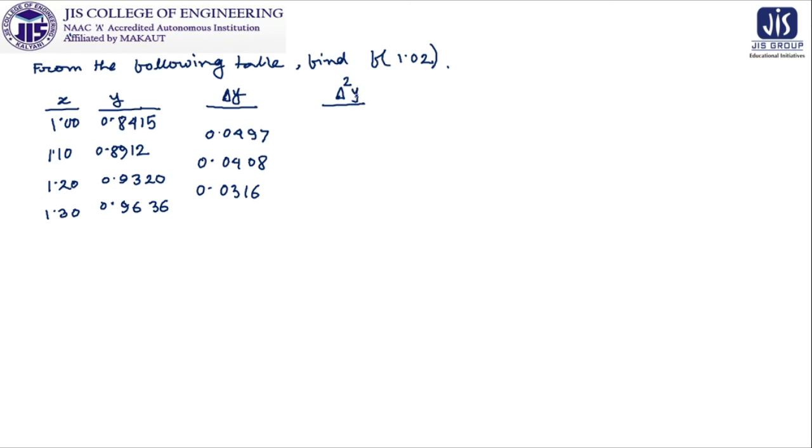Now we are going for the second order forward difference operator, and there we are getting 0.0089 and minus 0.0092. So as there are 4 data points, we will go up to del 3, and in del 3 what we are getting is minus 0.0003.